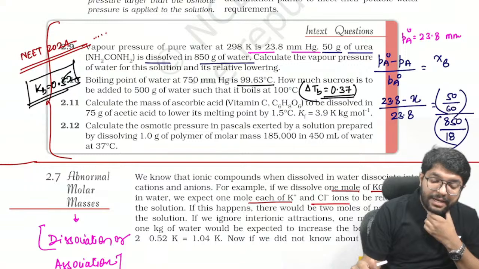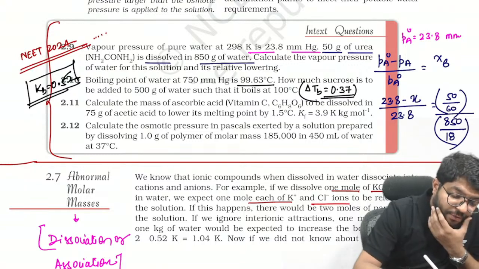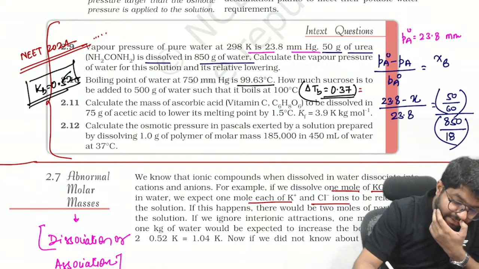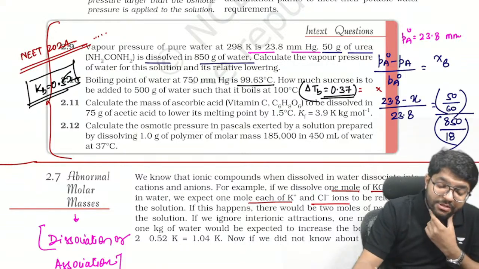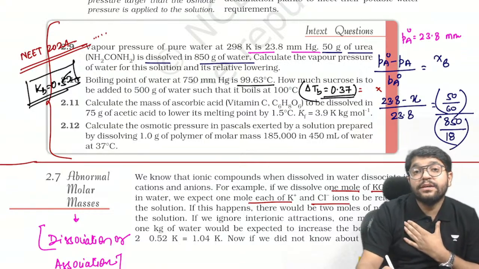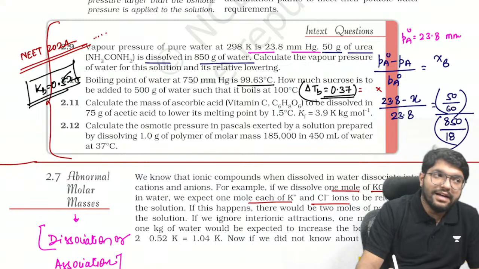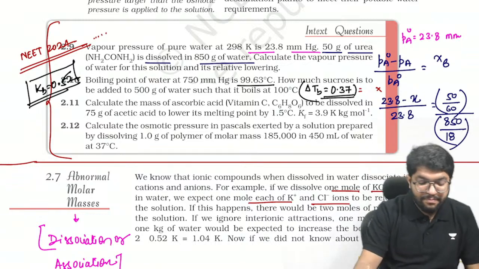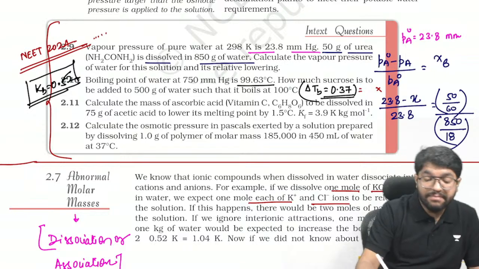So how do we do it, sir? Delta TB is KB into m. Delta TB is KB, which is 0.52, into m. Now what is going to be m? How much sucrose is to be added? What is sucrose, sir? We don't know. Please, sir, if you don't know, that is really bad out of you then.